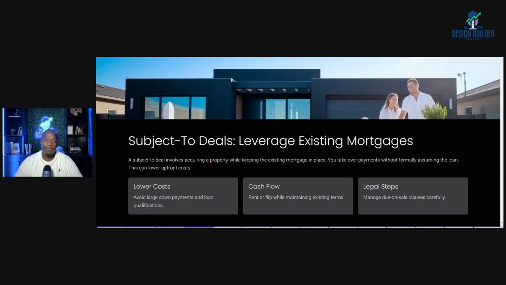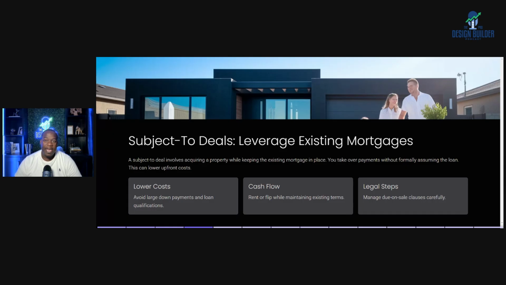So I'm going to use an example. Let's say the existing mortgage from the initial homeowner is $2,000 a month. Now you get a renter for that property to pay you $2,600 a month. That $2,000 satisfies the existing mortgage, and now you are cash flowing $600 a month to control that deal. So, legal steps: manage due-on-sale clauses carefully.